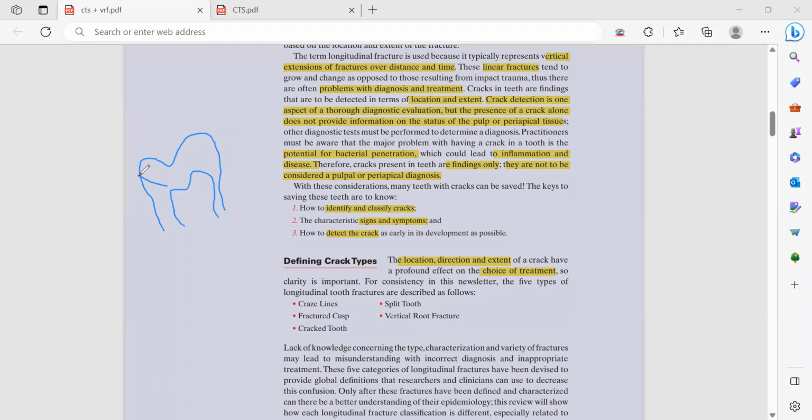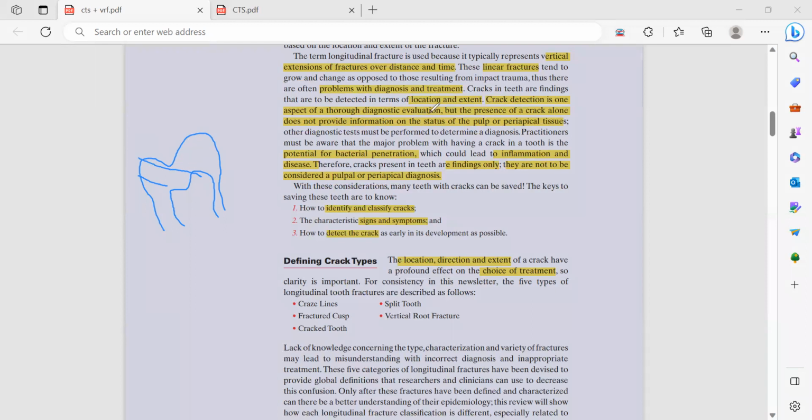But in case the crack is deep and it is extending towards the pulp, and the bacteria are continuously going towards the pulp and have irritated the pulp, now the symptoms would be for irreversible pulpitis. That could be pain on biting, or pain that is disturbing sleep. Okay, so you need to find out the diagnosis. The cracked tooth is only the finding.